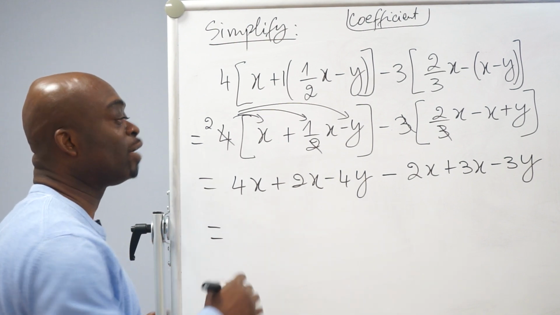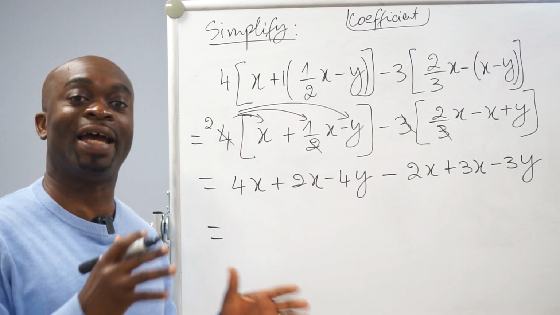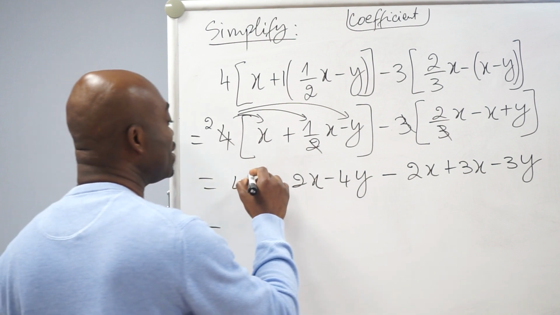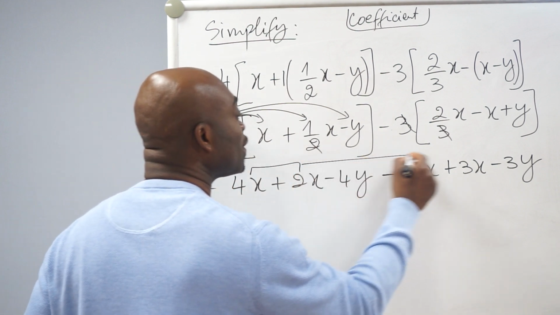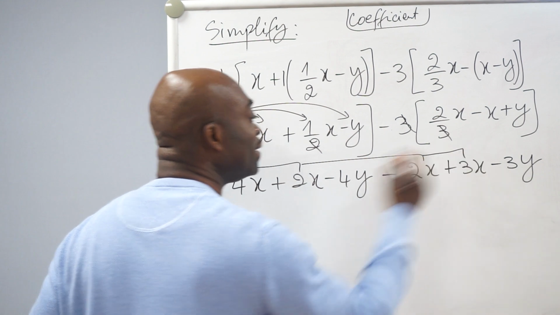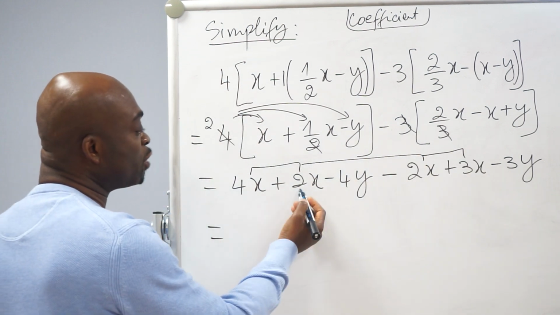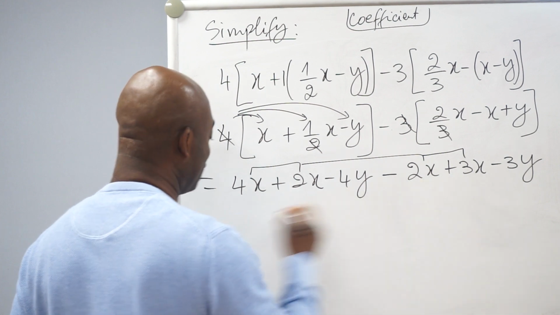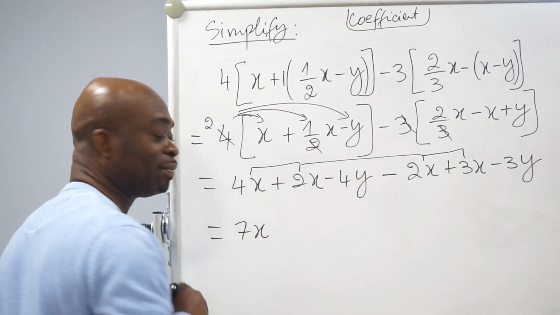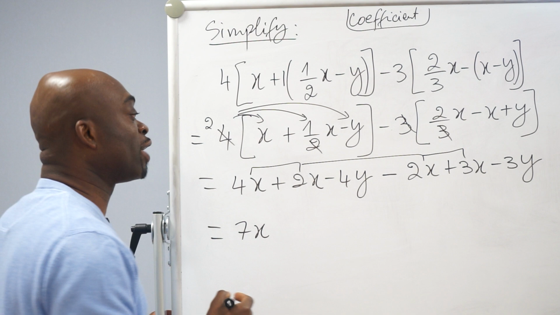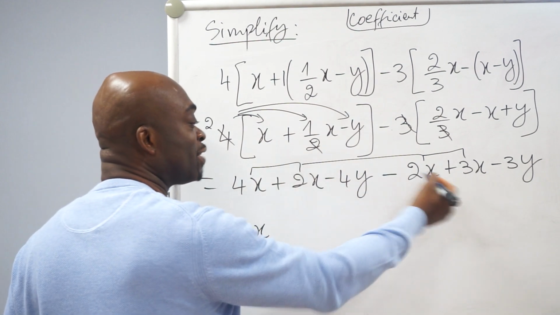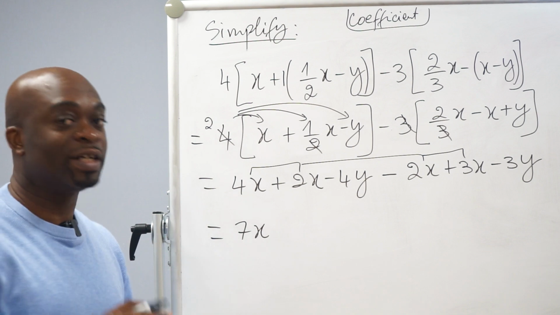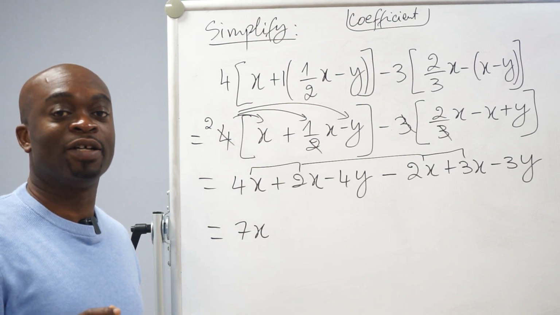And now you can combine all like terms together. That means all the x's, you put them together. All the y's, you put them together. So that means 4 plus 2 is 6. 6 minus 2 is 4. 4 plus 3 is 7. So you have 7x afterwards. Somebody also can choose to simplify positive 2x, negative 2x, and then you add 4 and 3. That will give you 7x. Same thing, okay? So game is on.